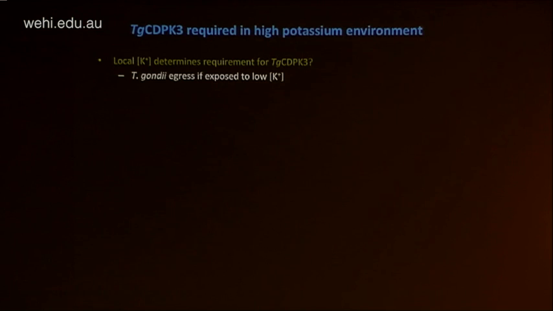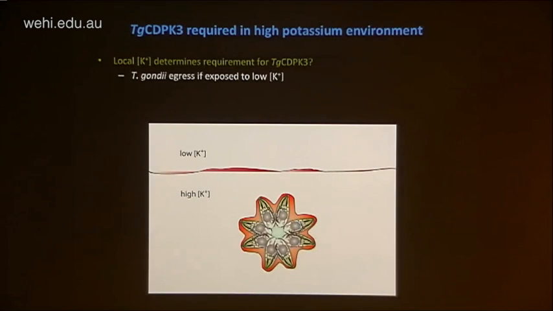So all that data was showing that CDPK3, as I mentioned, is only important while parasites are trying to egress from a host cell, and is completely dispensable when they're outside of host cells already. So we wanted to ask whether it's the local potassium concentration which is important for CDPK3's activity. I mentioned earlier that when toxo is replicating within the host cell, it's exposed to a relatively high potassium concentration, which is thought to inhibit calcium signaling.